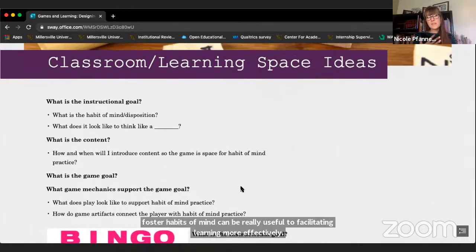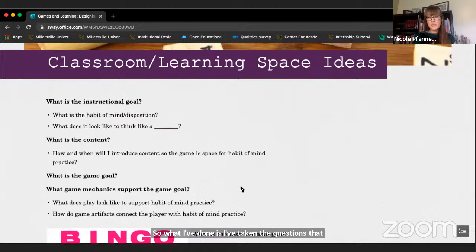So what I've done is I've taken the questions that instructional designers typically use, game instructional designers use to help us build games to support instruction. And I've added habit of mind questions to really expand what do these questions mean and what is it that I'm focused on? Because there are a lot of ways that when asked what is the instructional goal, a lot of instructors will focus specifically on content. And there's a significant body of content, and there's a need for understanding content on behalf of students.